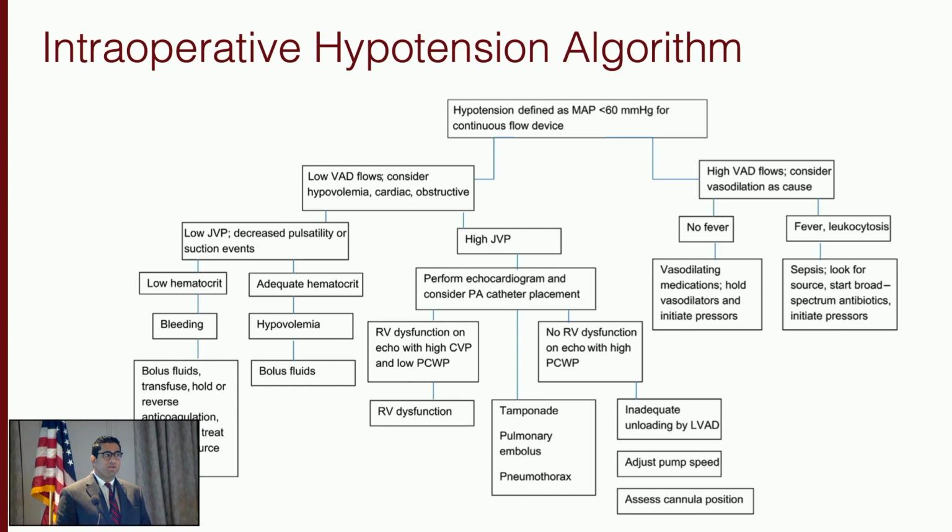So if you're concerned about that, you can check your hematocrit level. If you have low hematocrit, then of course you can transfuse. If you have an adequate hematocrit, you can consider you're just hypovolemic and bolus crystalloid or colloid. So there's your overview of dealing with hypotension when you're having these LVAD devices intraoperatively.